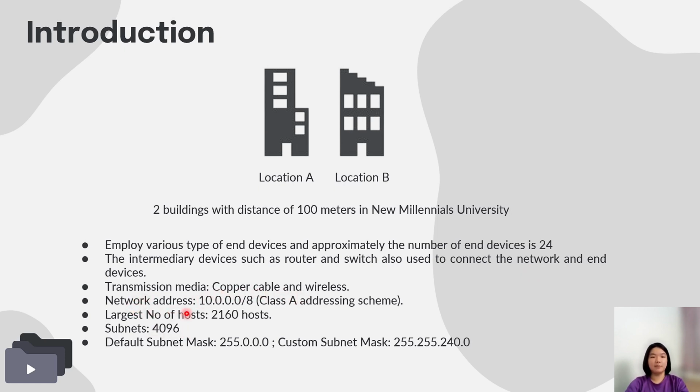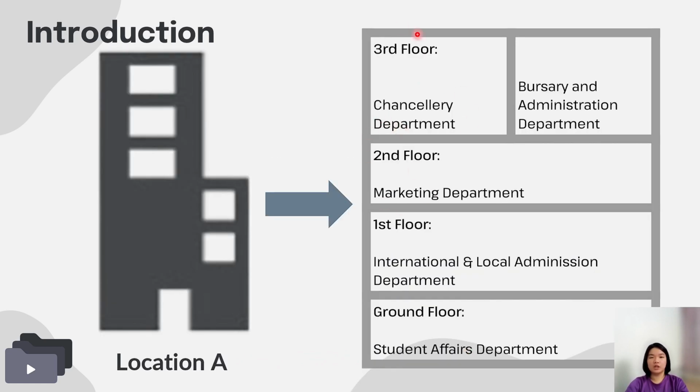Network address is 10.0.0.0/8, which is a class A address scheme. The largest number of hosts is 2,160 hosts. Subnets is 4,096. The default subnet mask is 255.0.0.0. Meanwhile, the custom subnet mask is 255.255.240.0. In location A, it consists of 4 floors, which are: third floor has Chancellery Department, Grocery and Administration Department.